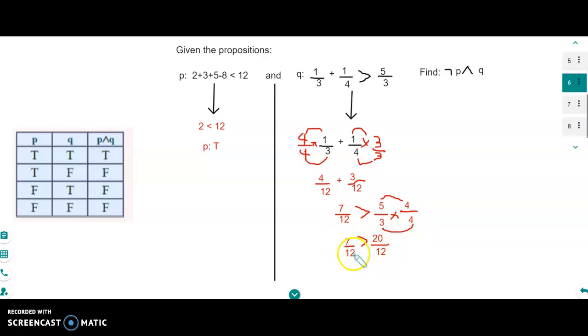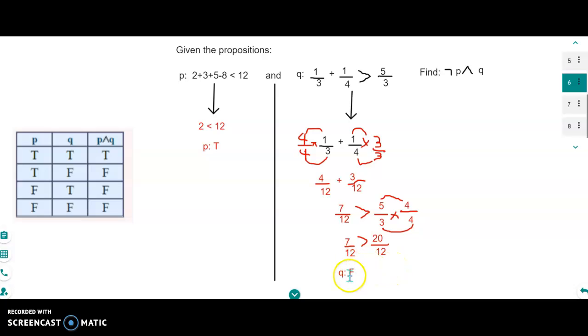Now that we already have the same denominator, we can compare the numerators. So we have 7 here and 20. Is 7 greater than 20? No, it's false. So the result for this proposition Q is false, because 7 is not greater than 20. The opposite would be 7 is less than 20. So in this case, the proposition is false.